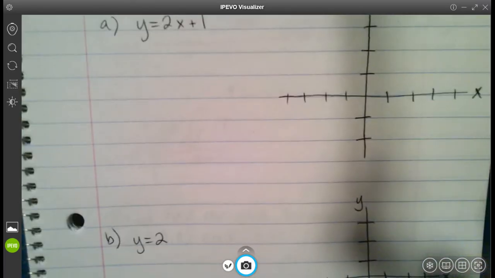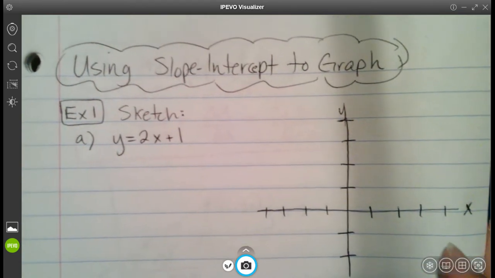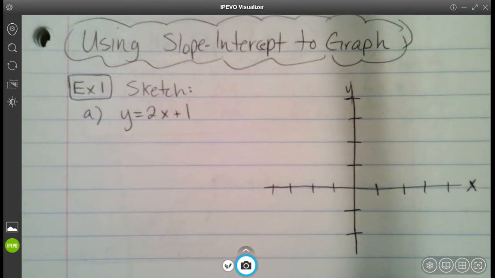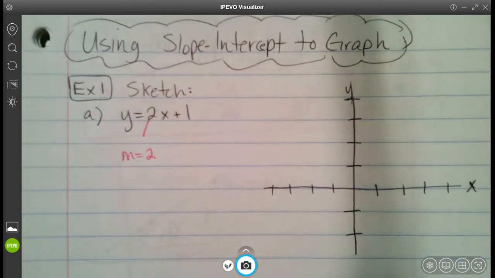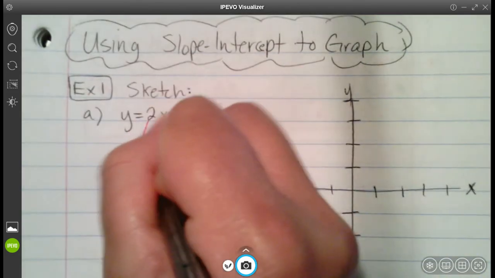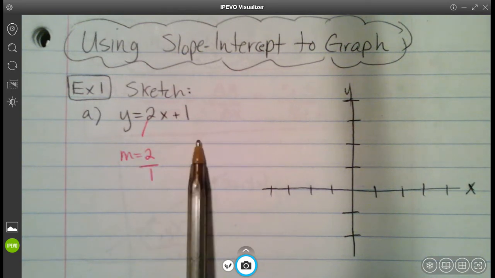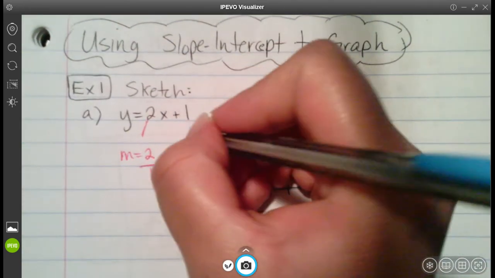Here at the top, I have using slope-intercept to graph. We're going to sketch three different graphs using slope and y-intercept. For the first example, I have y equals 2x plus 1. My m in this case is equal to 2. If I think of that in terms of rise over run, it could be 2 over 1. That means I'm going to rise 2 and go over 1, up 2 and over 1. My y-intercept is 1.